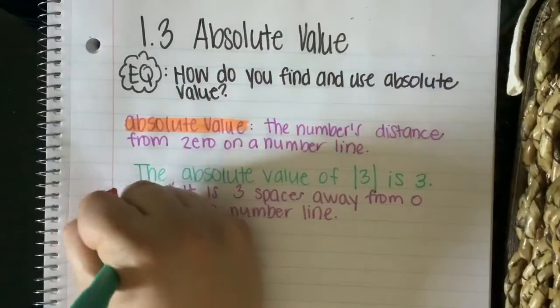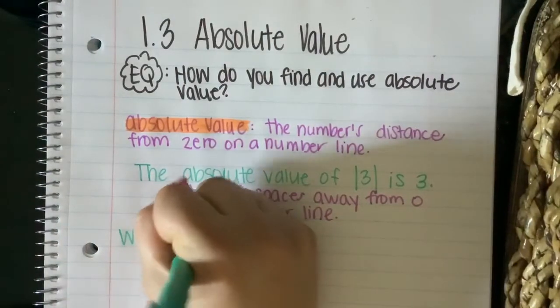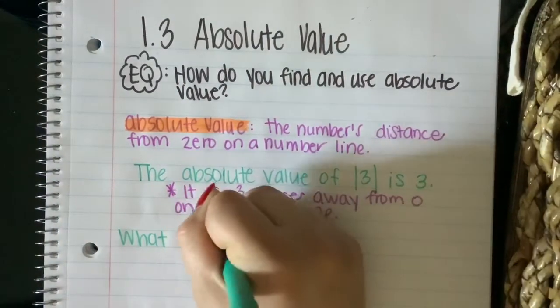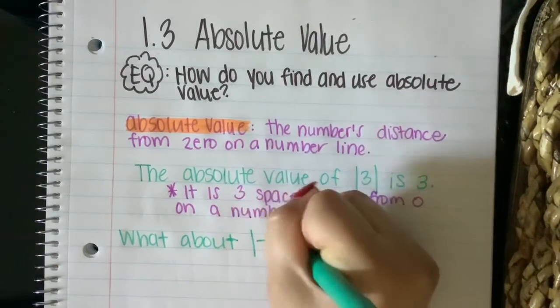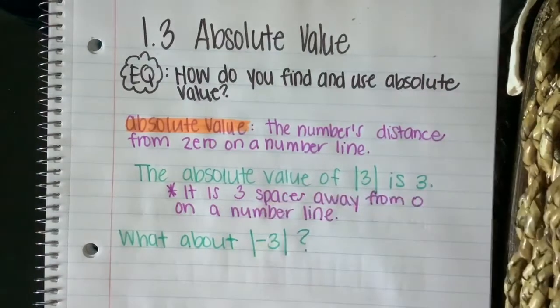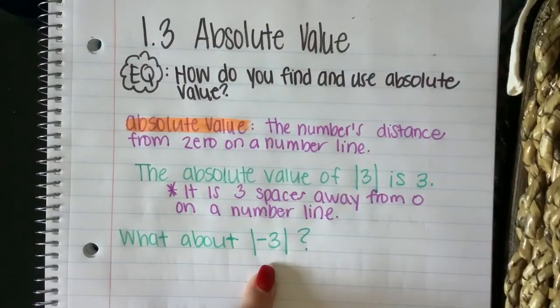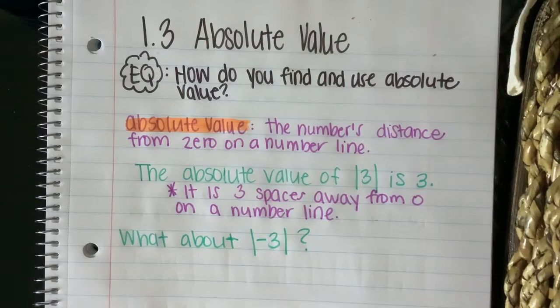Okay, what about -3? The absolute value of -3. And notice I put it inside the absolute value bars. So when I read the problem, I said absolute value of -3. Now, the absolute value of -3 is also 3 because it is also 3 spaces away from 0 on the number line.